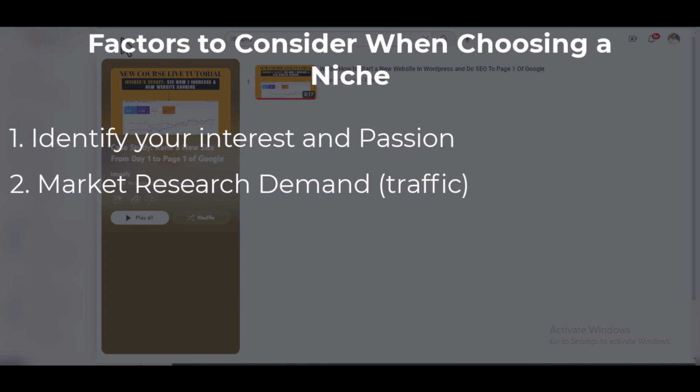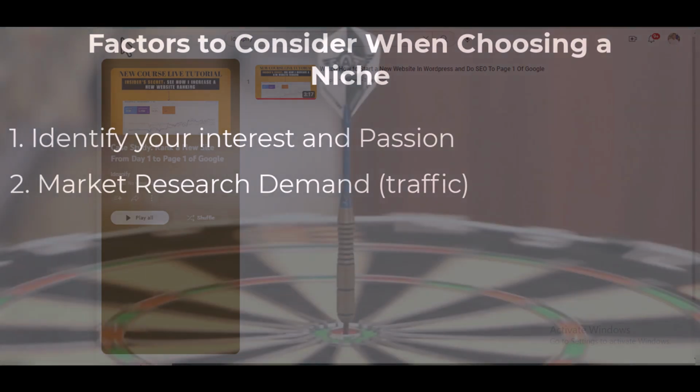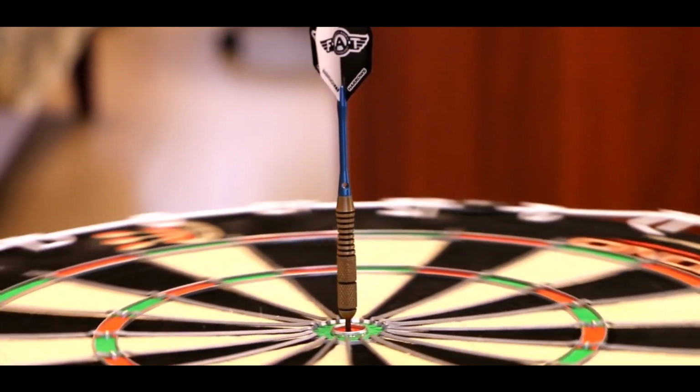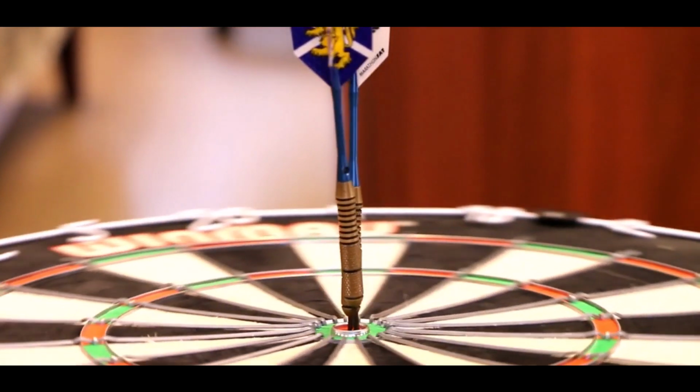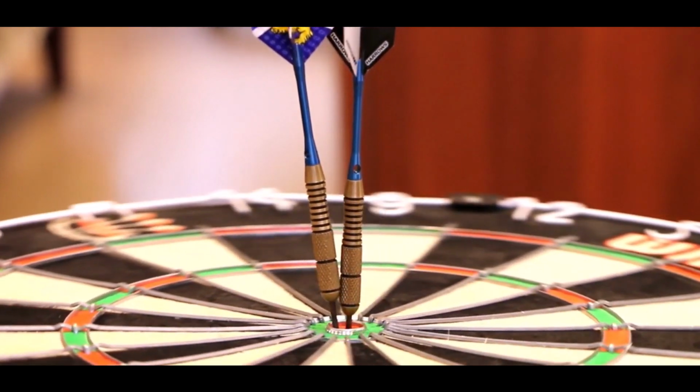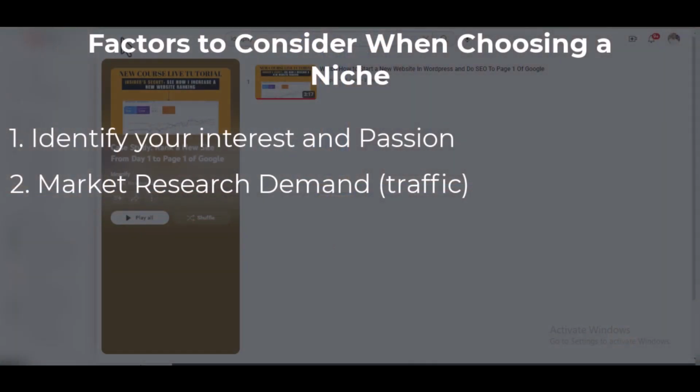But before you do that, make sure you know your target. That is, who are the people you want to reach with your blog? What are their demographics or interests? You can know that by using Google Trends.